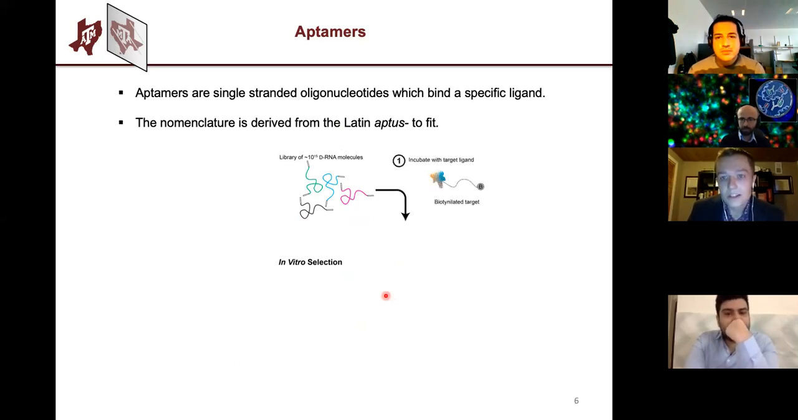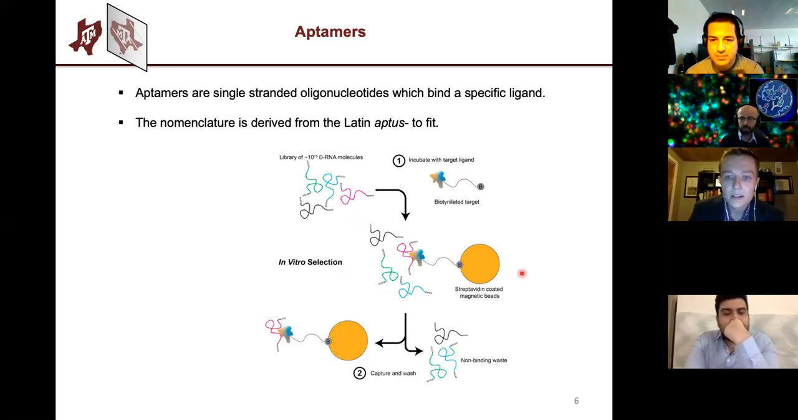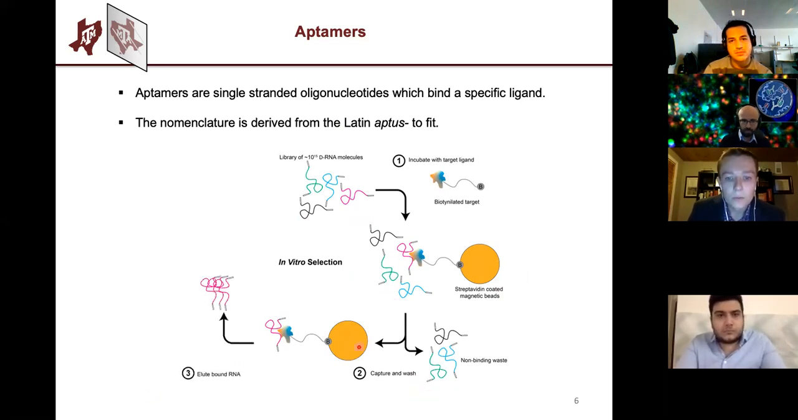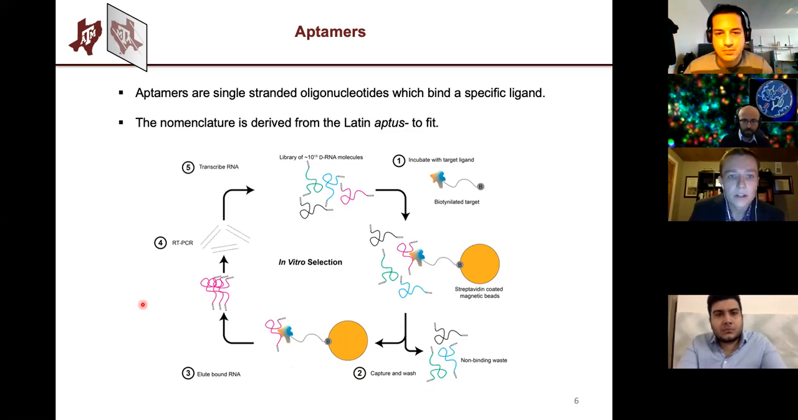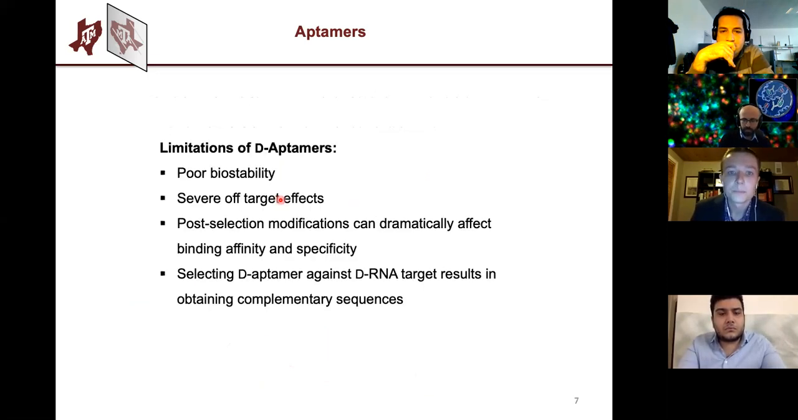We incubate them with a target ligand that's biotinylated. Anything that binds is pulled down with streptavidin-coated magnetic beads. We wash the supernatant to get rid of anything that doesn't bind. Then once we have isolated these binding oligonucleotides, we elute them, amplify them through reverse transcription and PCR, and transcribe them into a new library of D-RNA molecules, which is hopefully an enriched library at this point with an overall higher binding affinity for the target.